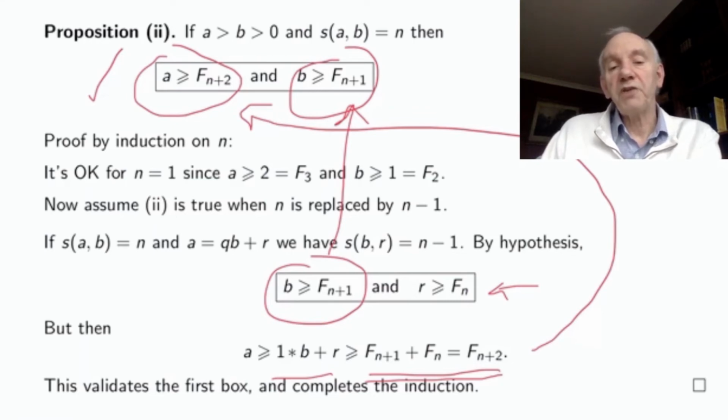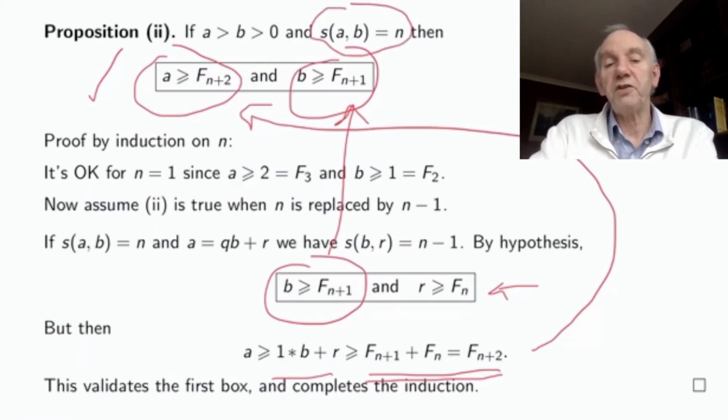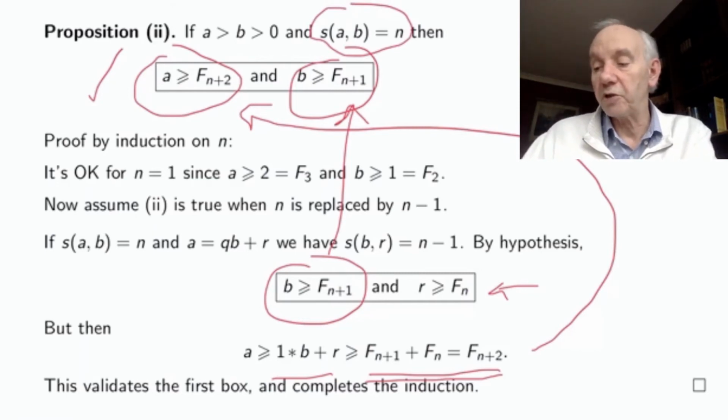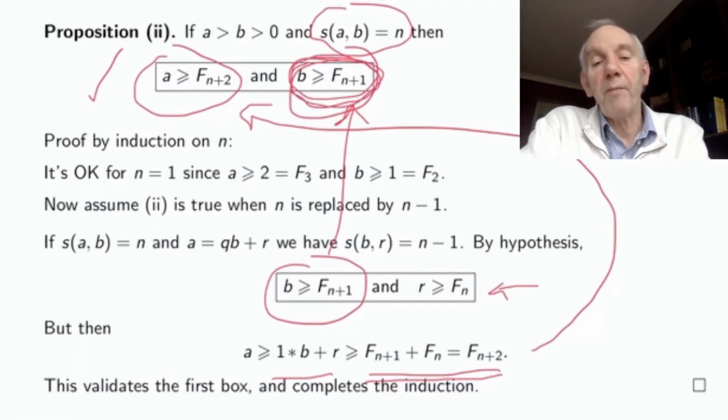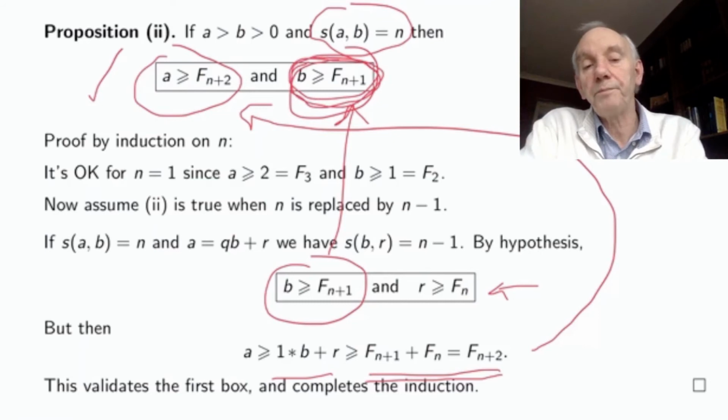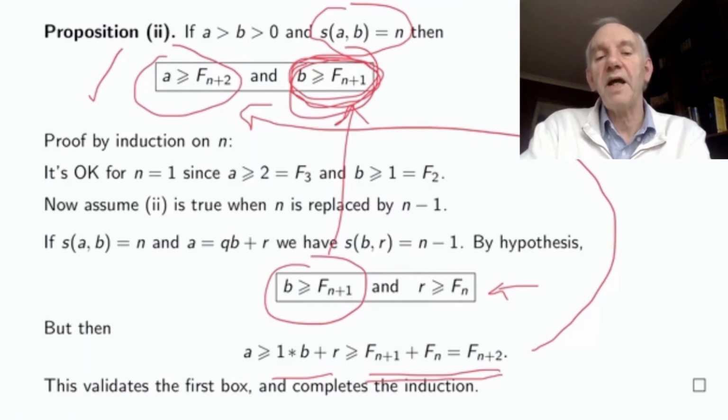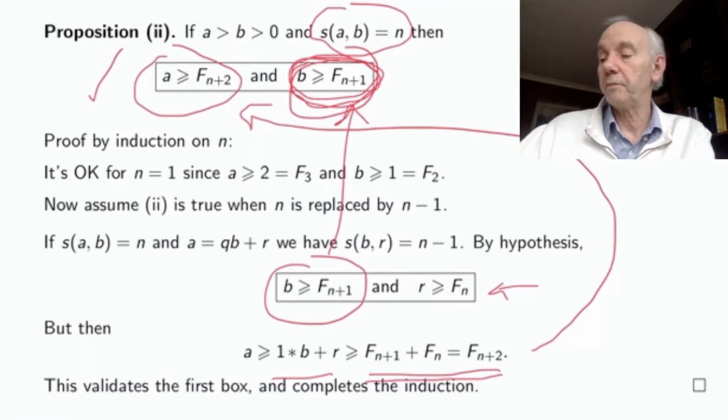So let's just look at it again. The proposition is telling us that if we need n steps to compute the greatest common divisor of A and B, then in particular, I'm more concerned about B actually, B has to be at least as big as the Fibonacci number Fn plus 1. So in other words, B has to be big, that's the idea. If we already need n steps to execute Euclid's algorithm, B has to be at least as big as the n plus first Fibonacci number.